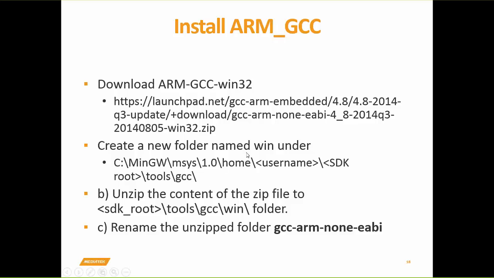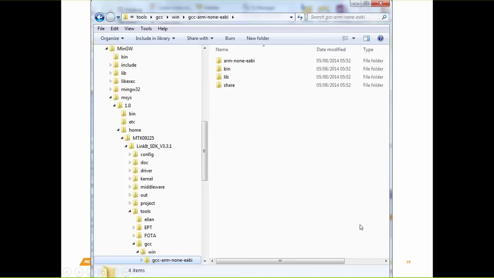But before you copy it, you have to create a Windows folder. In the GCC folder, you create a folder Win, and then you unzip the whole content of the ARM GCC into that Win folder. After you unzipped it, you name it GCC ARM non-EABI. So this was a lot of copying stuff around.